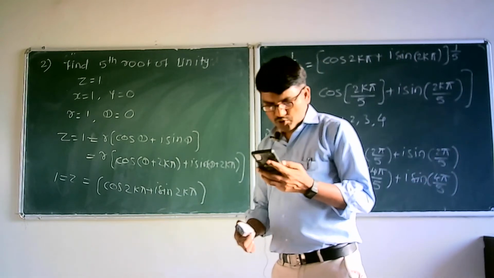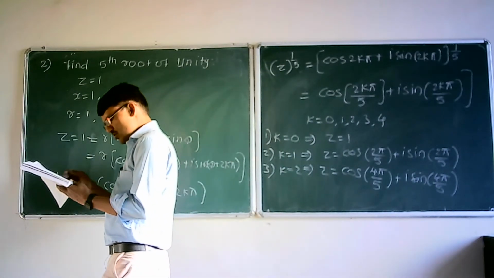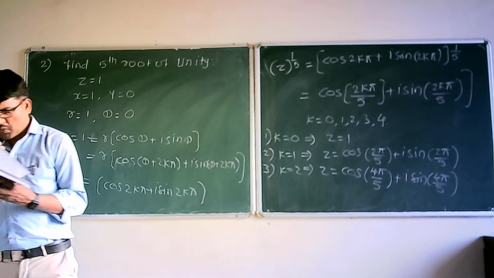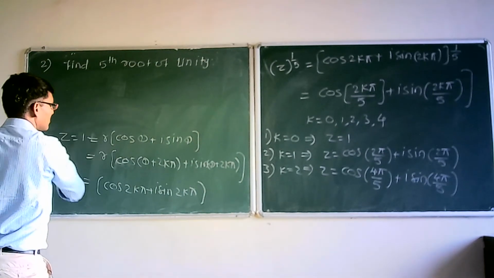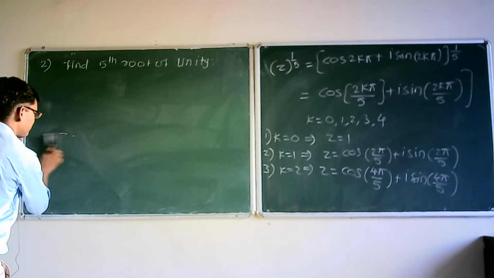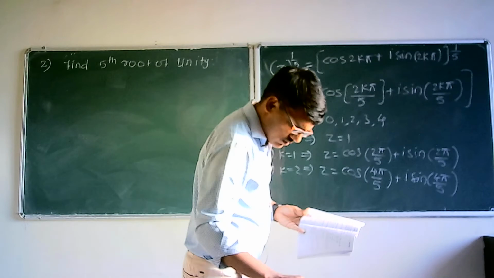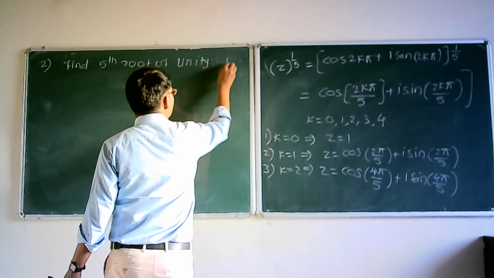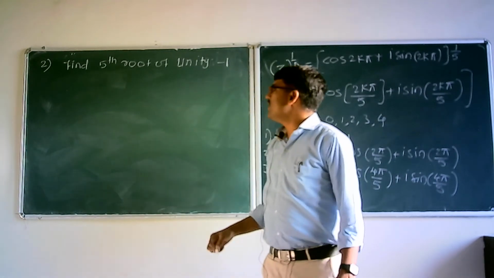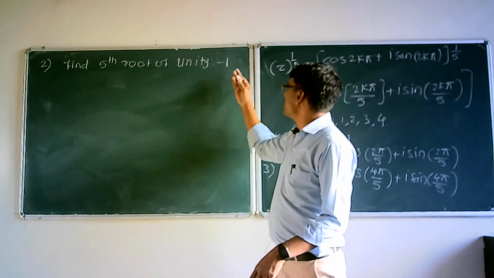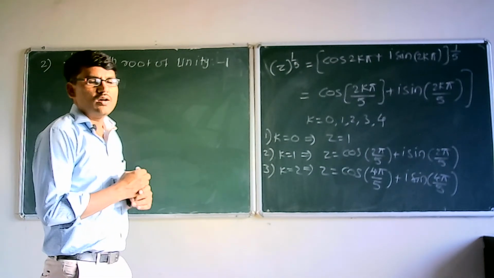Find fifth root of minus 1. So here we want to determine what will be the fifth root of the given complex number minus 1. So what is our first step? We want to write this complex number in polar form.